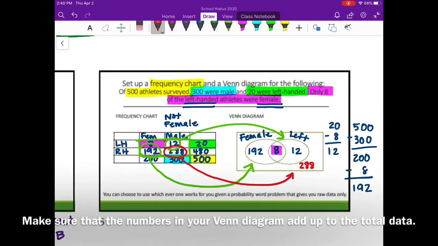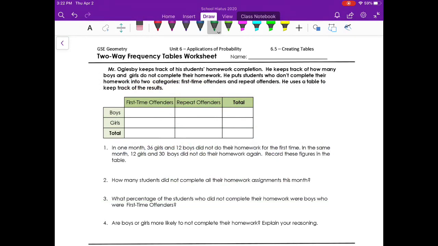When you're finished, you can check your Venn diagram by making sure that the numbers add up to the total for the data given. Now we're ready to practice. Let's try this first one together.